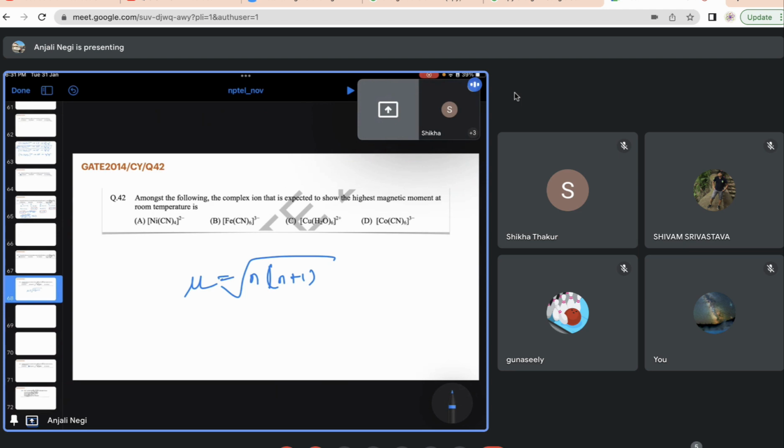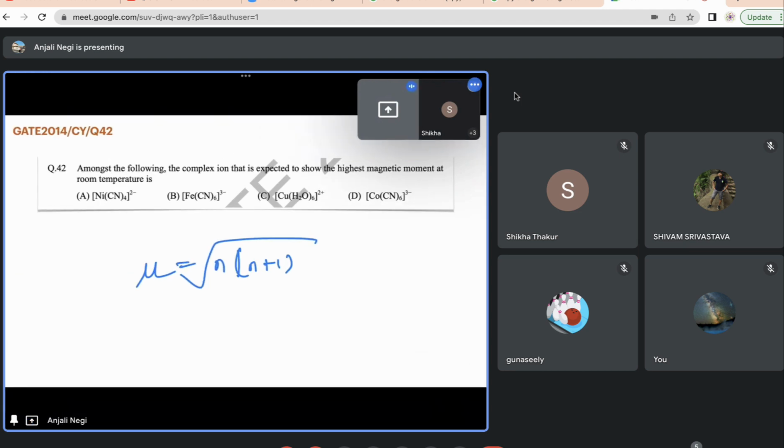This particular problem is from GATE 2014 chemistry, question number 42, I think. Among the following, the complex ion that is expected to show the highest magnetic moment at room temperature is. So we are given four different metal complexes. In these metal complexes you have to find out the magnetic moment value, and that you can find out from this particular formula, that is mu, my magnetic moment, is equal to under the root n.